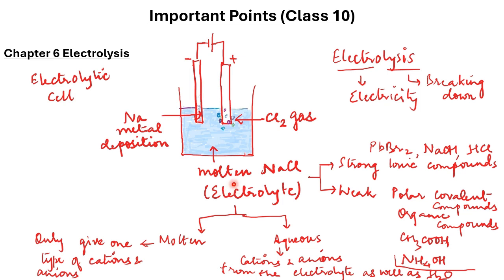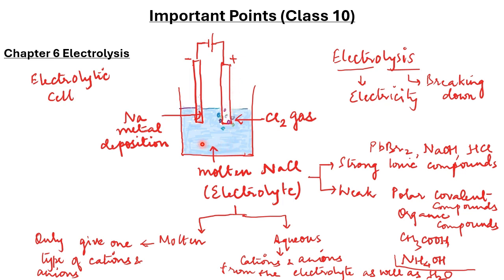Two things are a must for the flow of electricity. Number one, there should be charge. Number two, charge should flow. If charge is there and it's not flowing, electricity cannot flow. If charge is not there, electricity cannot flow. When you have molten form or aqueous form, ions are there and they are free. Here you have two metal rods. One is charged negative, another is charged positive. The negatively charged rod is called the cathode, while the positively charged rod is called the anode.